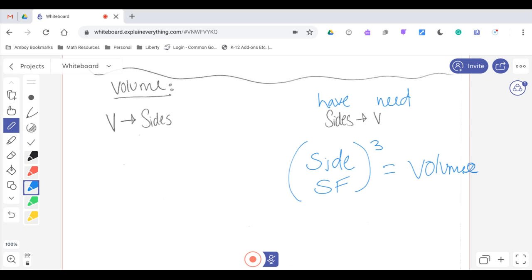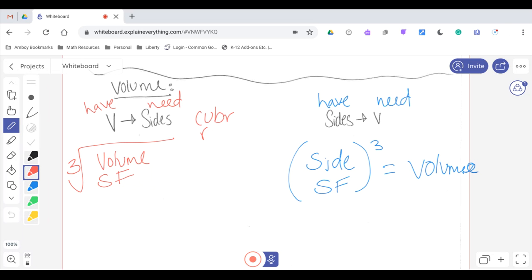If you have it the other way, where you have volume, but you need sides, there is actually such a thing as a cube root. And I will probably have to show you where this button is on your calculator. But you're going to take the volume scale factor and you are going to cube root it. Sorry, cube is not spelled with an R. And that will give you the side scale factor.